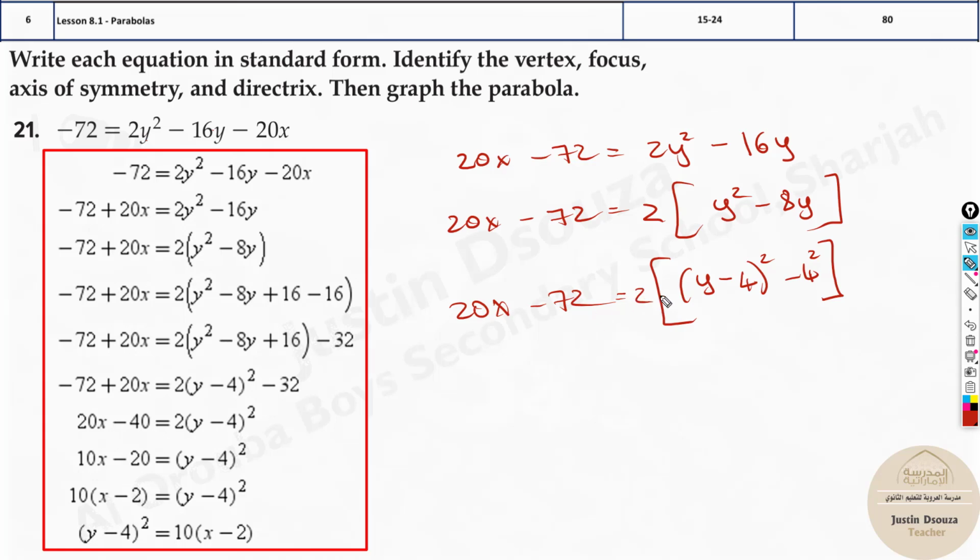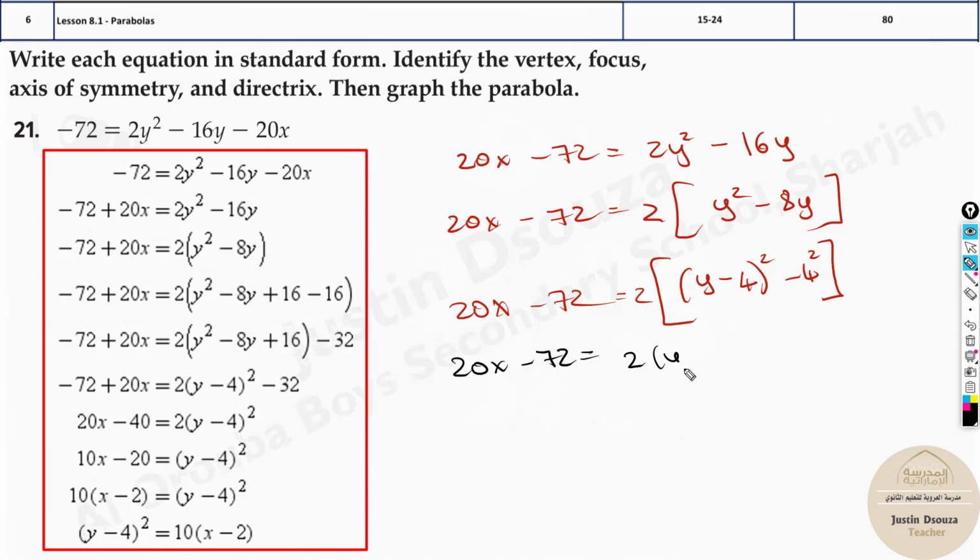Then what you do is, I will show both the methods, okay? First, I will do this multiplication by distributive. Here, 20x minus 72 remains on the left side. This 2 is multiplied to this term and this term separately.